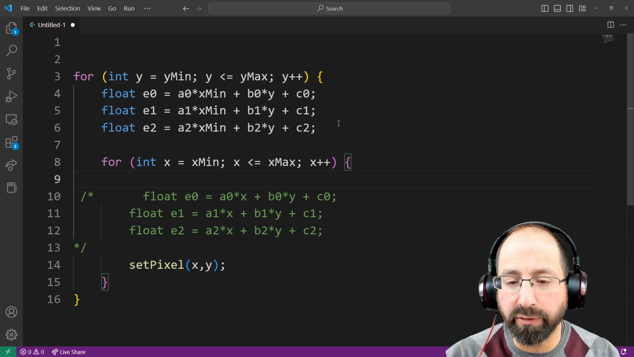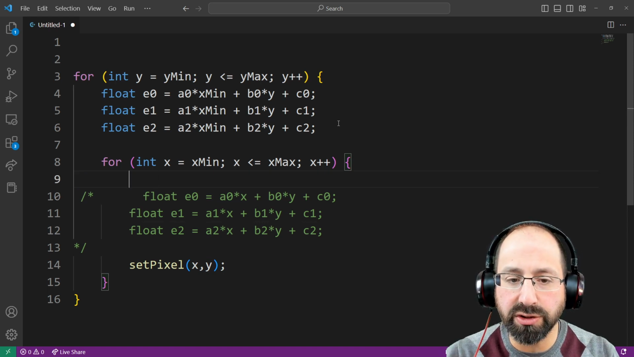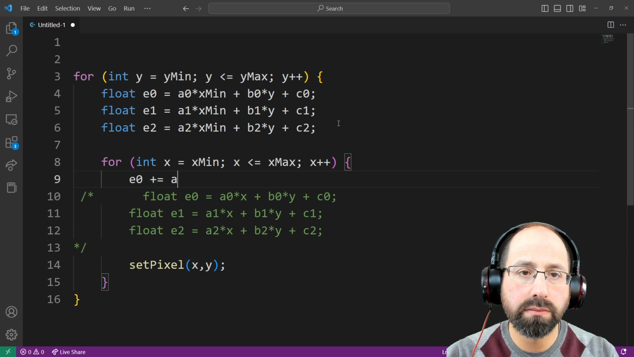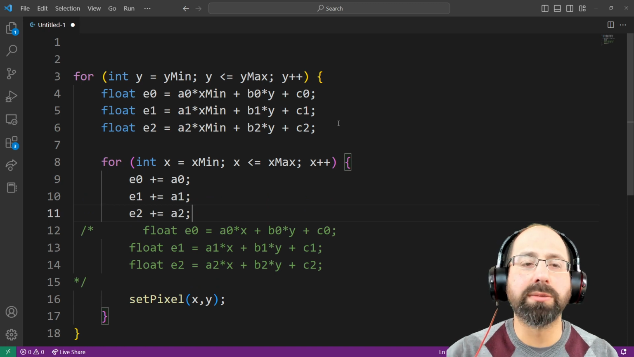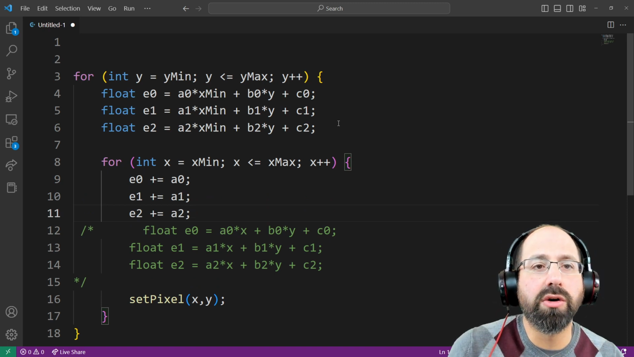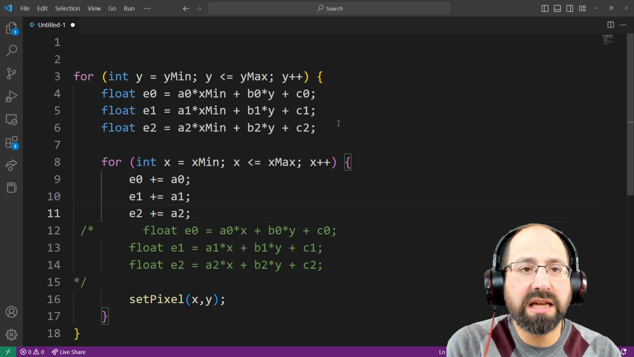We can just increment our value of E0, E1, E2 each time. Maybe there's an off by 1 error or something. I have to check how I'm setting it. Because we're incrementing, we're setting it equal to x min.